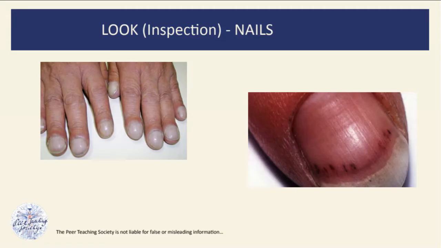Let's go through that. So when you're looking at nails, you're looking for any abnormalities. You've got to make it obvious. Ask them, "Hey, can I have a look at your nails? Can I have a look at your hands?" These are the two pathologies that you can find: clubbing, splinter hemorrhages. I put the common ones on this presentation, the ones that you're most likely to see.